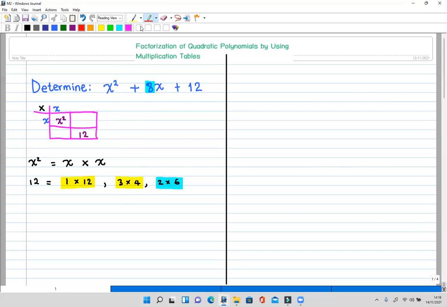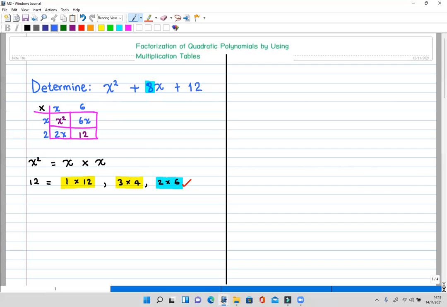You see? So we should go and take 2 and 6, because 2 plus 6 will give us 8. Now, this means that we are going to come and write here 2, and we come here and write 6. You get that? Now, 2 times x, we get 2x, okay? And x times 6, we get 6x. There, we have completed the whole multiplication table.